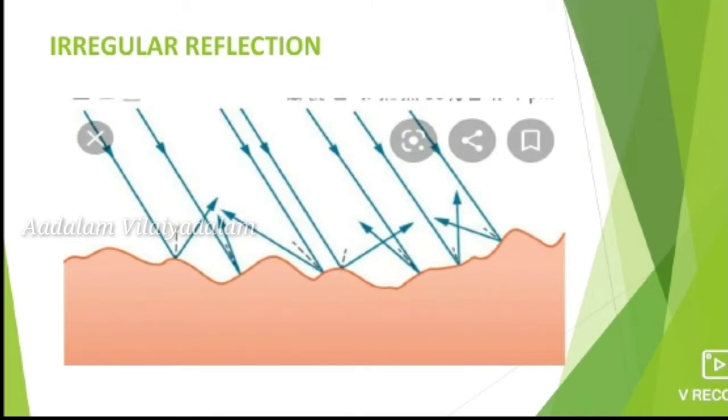The surface is not regular, and the light gets reflected, but the reflected rays have different angles and are not parallel. Such a type of reflection is known as irregular reflection. So once again, when a beam of light falls on a rough or irregular surface and the reflected rays are at different angles, it is known as irregular reflection or diffused reflection. In this type of reflection, the angle of incidence is not equal to the angle of reflection.